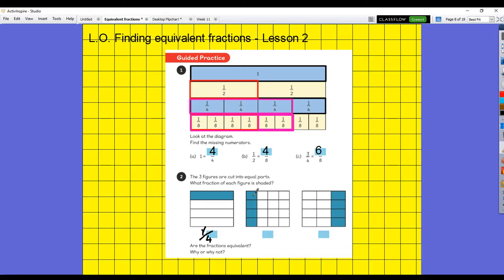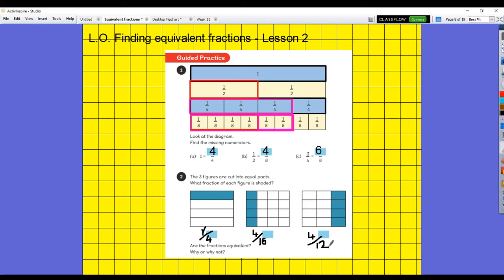How about this one then? 1, 2, 3, 4. We've got 4 shaded. And instead of counting in ones here, how many have I got all the way down? 4. And how many rows have I got? 1, 2, 3, 4. So 4, 8, 12, 16. So there's 16 squares altogether. 4/16. Okay. And the last one, 4, 8, 12. Okay. So we've got 4 out of 12.